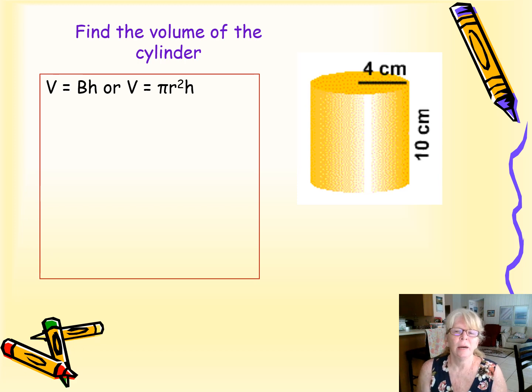So take a moment. I'll get you started on this part. This part is going to be pi, which is 3.14 or just plain pi. And 4 squared is 16. Oops, sorry about that. 4 squared is 16 times 10. I can't remember how I solved it, whether I used pi as 3.14 or I left pi, but we'll see, okay?